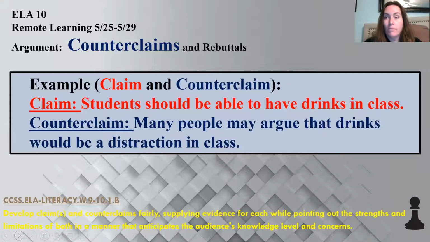The counterclaim may even be followed up with evidence for the other side. It might say something like, for example, kids who have drinks with straws and they slurp on them really loudly in class. Or I could have another example, like, it's a distraction when kids have to get up in the middle of class to go throw their cup away, okay? Or when they spill it and have to clean it up. So that's the basics of a counterclaim, is just to bring up that other side, but keep in mind that you can also have evidence that goes with it. All right, claim, counterclaim.